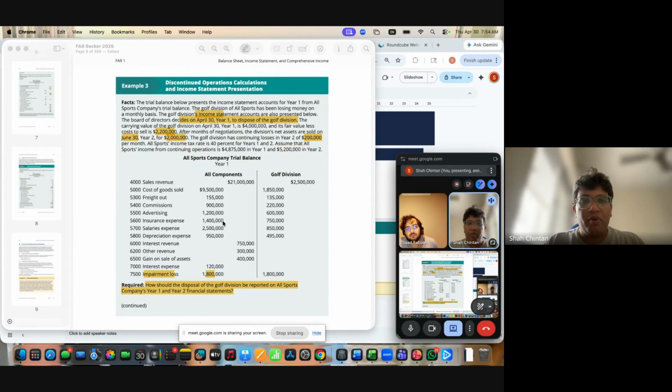So all the components means all minus golf, already they have given, and golf is a separate division. So the left hand side is your column up to income from continuing operation, and right hand side it's everything for a discontinuing operation.